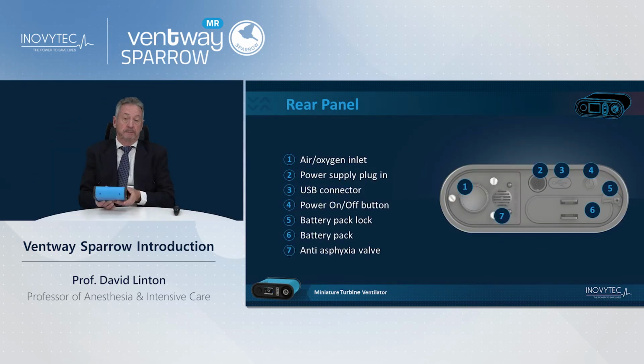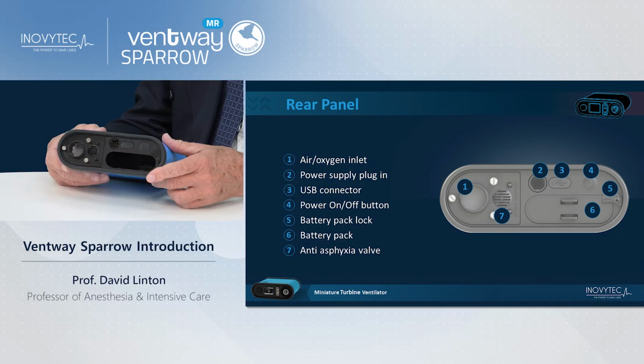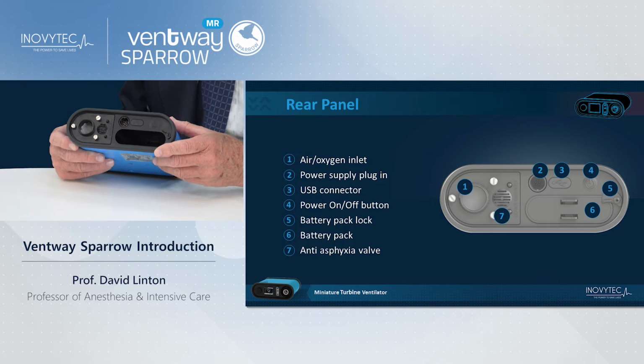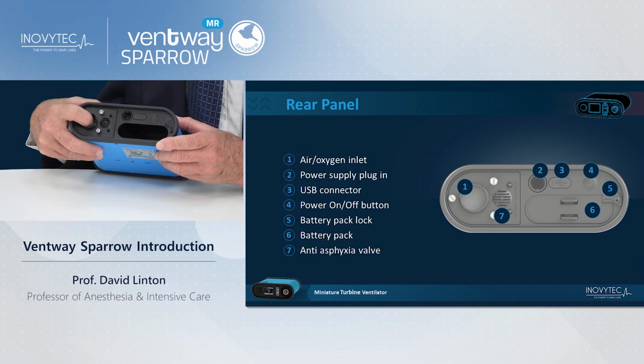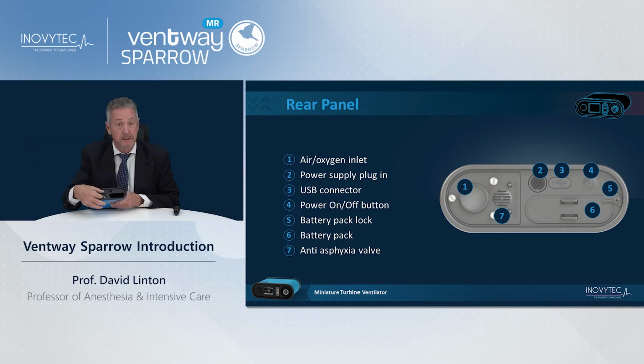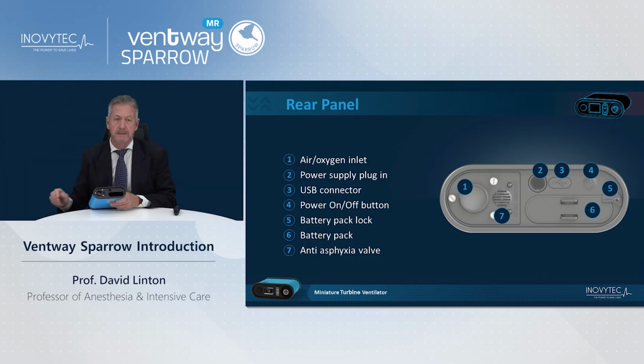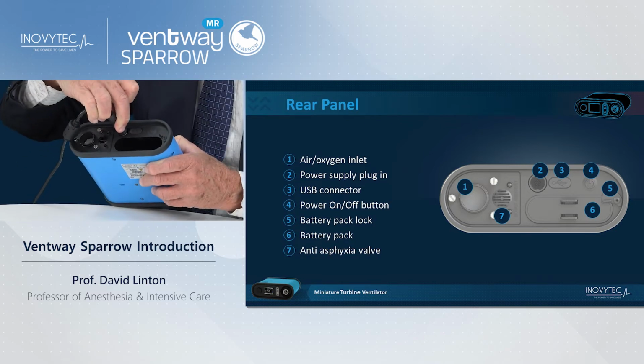The rear panel shows you the items that exist and how to use them. First of all, there is the air oxygen inlet, where you will place, and I'll show you later, an oxygen supply or a valve which gives the oxygen from a high pressure supply. It has a place to plug the electrical power point in over here.